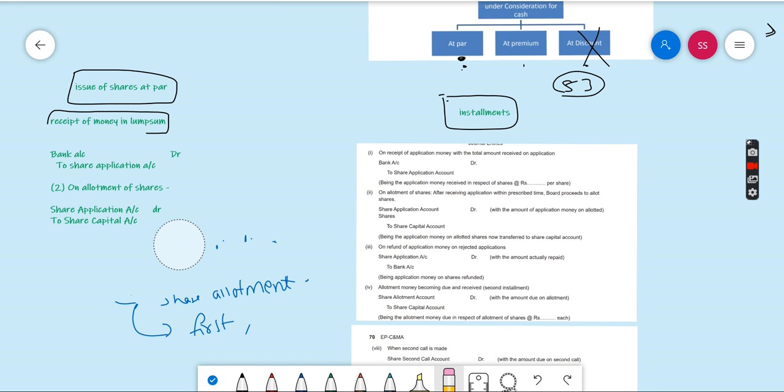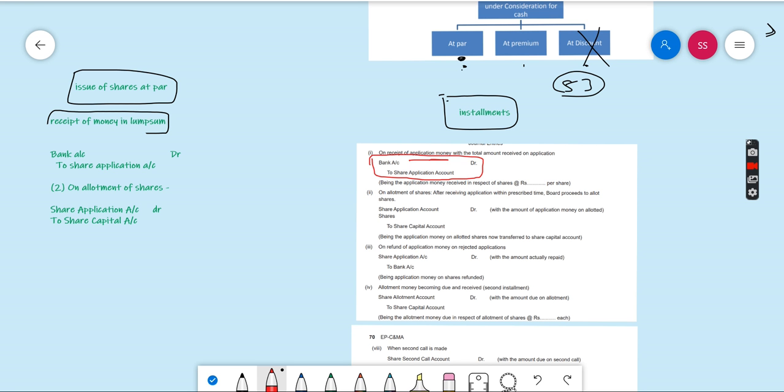Okay, so let's pass general entries for the receipt of application money. First, you are receiving the money. So the same entry, bank account debit to share application account, because your bank balance is increasing and you are transferring that money to the share application account.